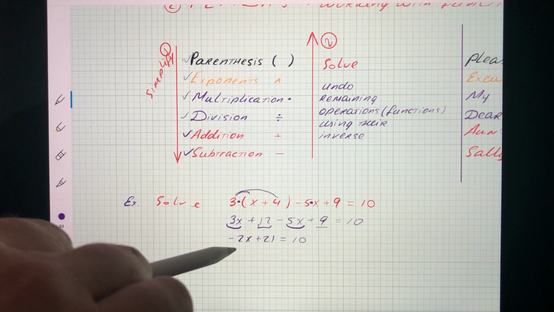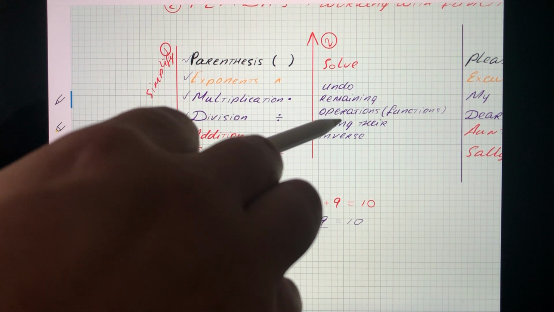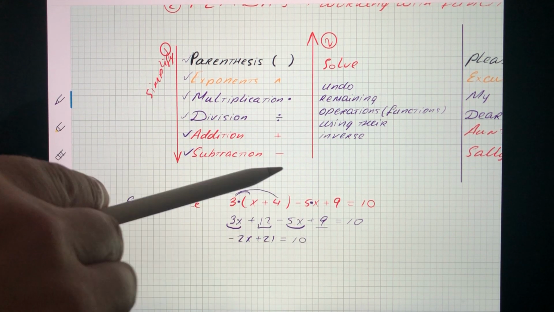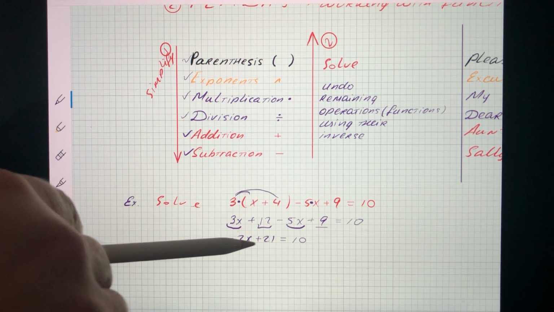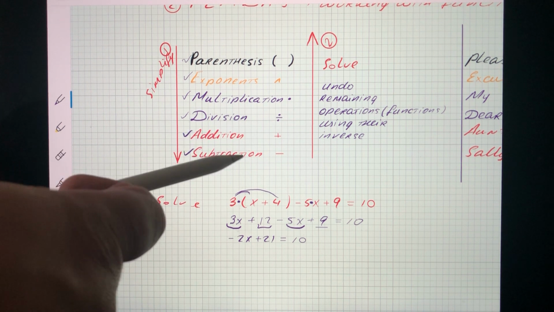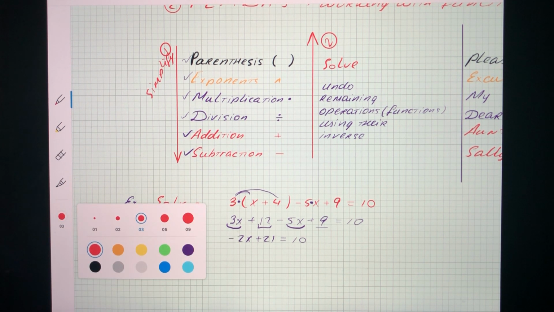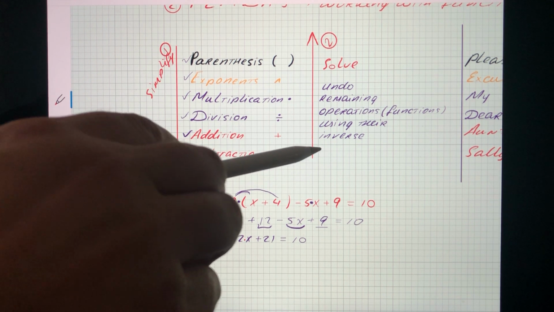Now we'll look at the result and we ask ourselves what operations are remaining and what operations can undo them. What are the inverses that go with what we have left? So we have two things left. We have a plus, which is addition. We also have a multiplication between the two, -2 and the x. So we undo this in reverse order.